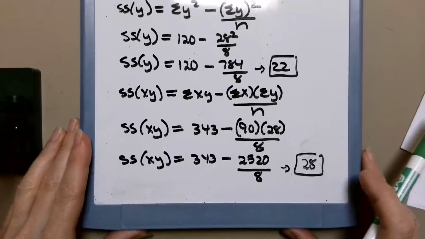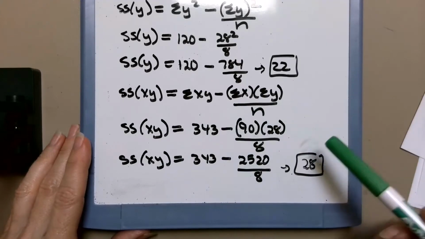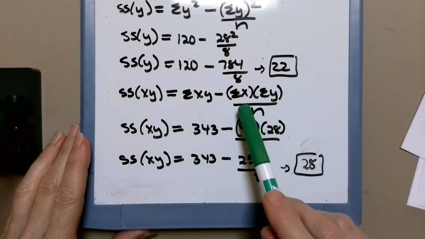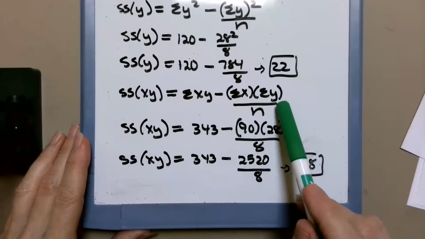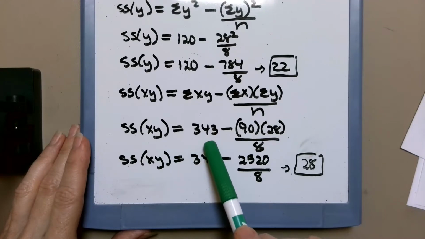The third thing we're going to calculate individually is the sum of squares of XY, again all from that formulas page I gave you. That's the sum of the XY column minus the sum of the X column times the sum of the Y column, divided by n. The sum of the XY column is 343.